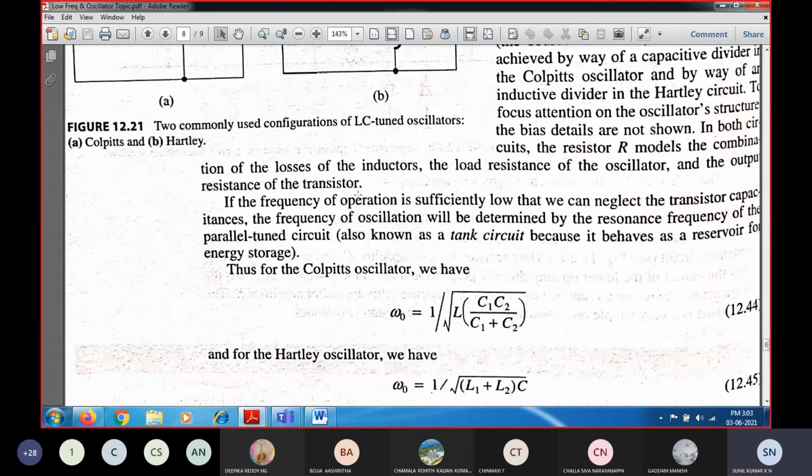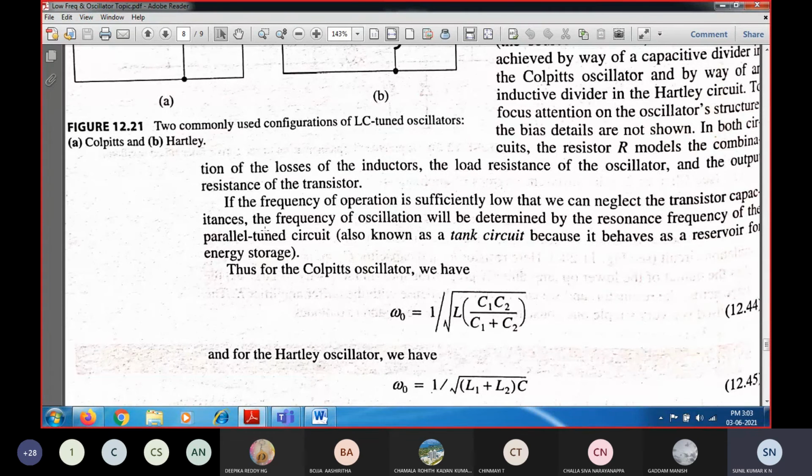When you use an LC oscillator as well as a crystal oscillator, you get the maximum amplitude of oscillation only at a particular frequency. When the circuit oscillates, the particular frequency at which you get the maximum amplitude, where the energy is maximum, is called the resonance frequency.